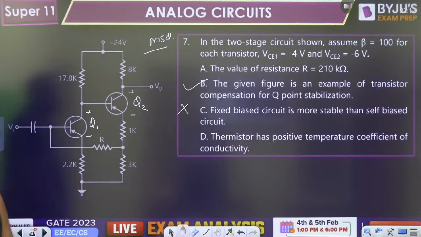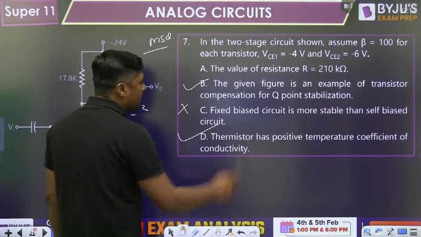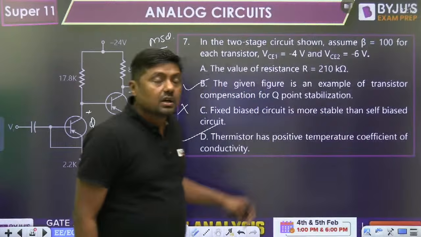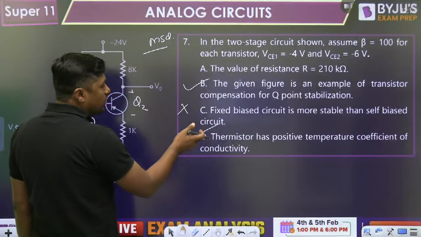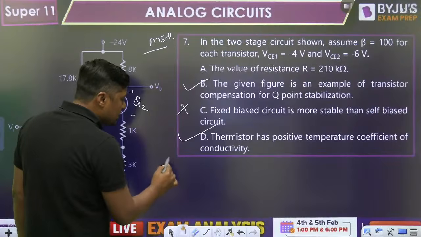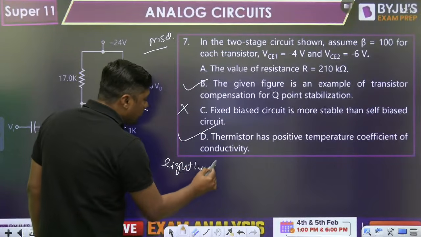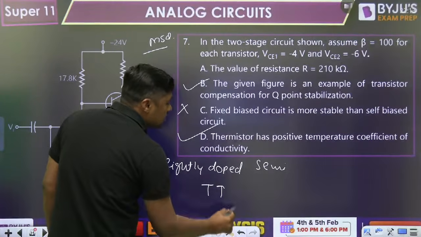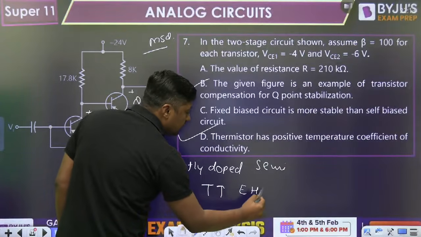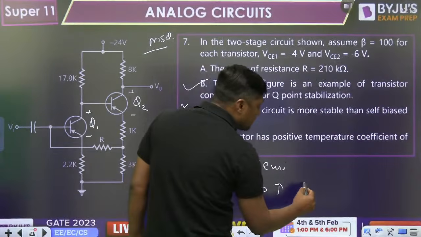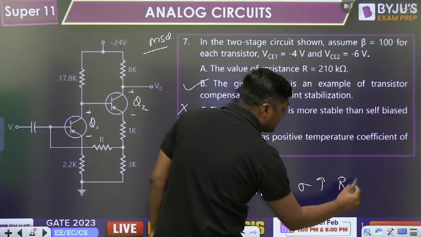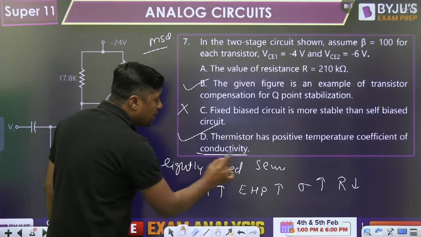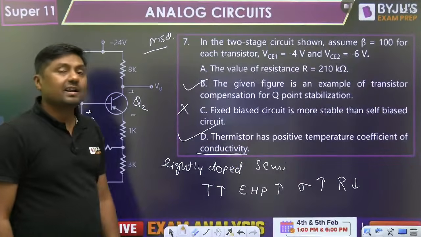Thermistor has positive temperature coefficient of conductivity. My dear friend, D is the right statement. Why are you saying that wrong? Chinmay Roy, yes, you are correct. This is right. Conductivity is written. What is the thermistor? Lightly doped semiconductor material. When temperature increases, new hole electron pairs are generated, and that's why conductivity increases, resistivity decreases, resistance decreases. So thermistor has positive temperature coefficient of conductivity, right? It is right. Okay.